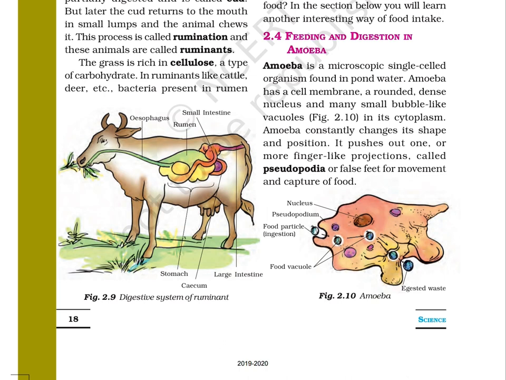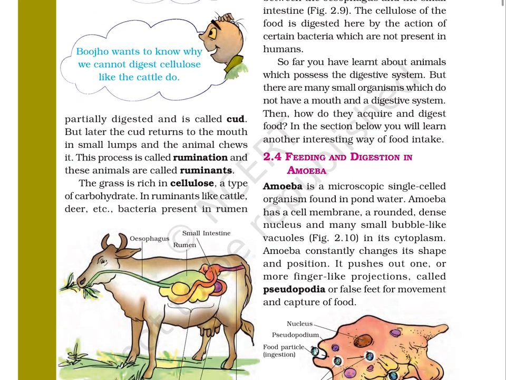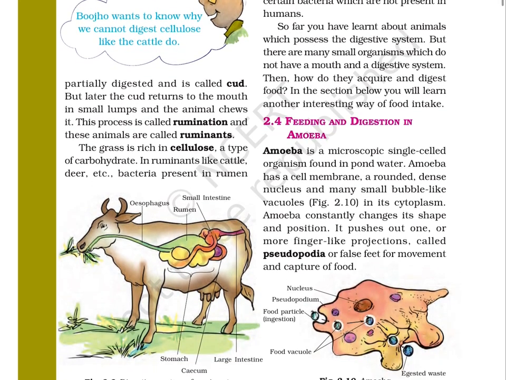So far, you have learnt about animals which possess the digestive system, but there are many small organisms which do not have a mouth and a digestive system. Then, how do they acquire and digest food? In the section below, you will learn another interesting way of food intake.